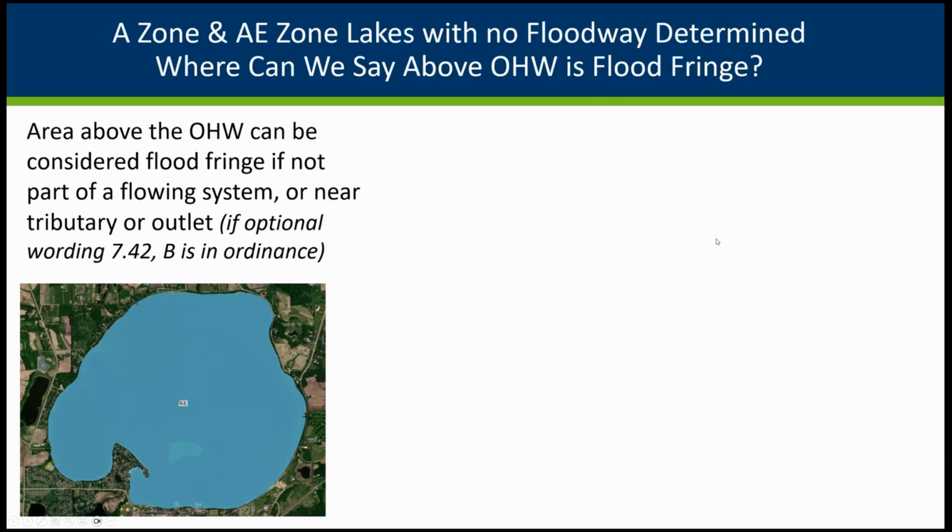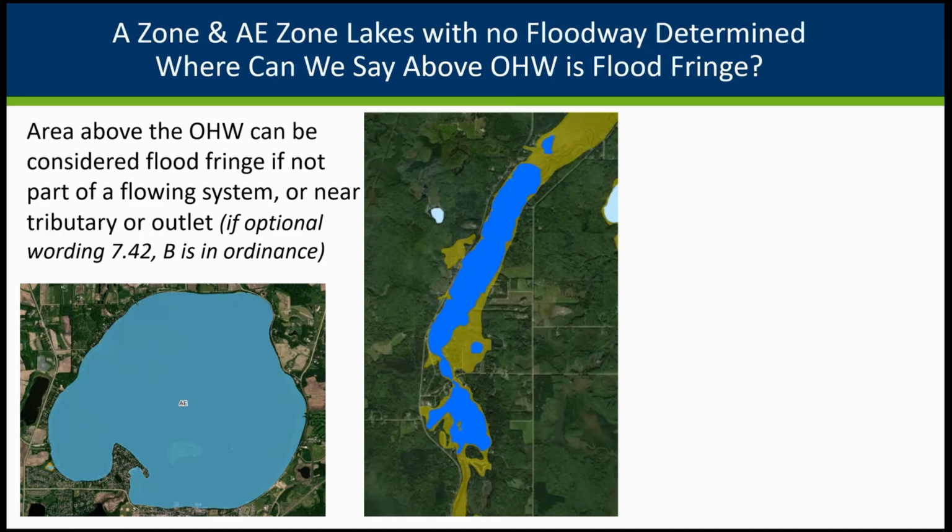And Ceil, I think you jump back in here. But for the lakes, as mentioned before, in general, areas above the ordinary high can be considered flood fringe, and we have some optional wording in our sample ordinance. So if you've got that wording in your ordinance, you can say that the area above the ordinary high is flood fringe, below the ordinary high is floodway, as long as it's not a flowing situation. So that part there where the lake is actually part of a river system, you don't get to use that method. You've got to treat that more like a riverine area.